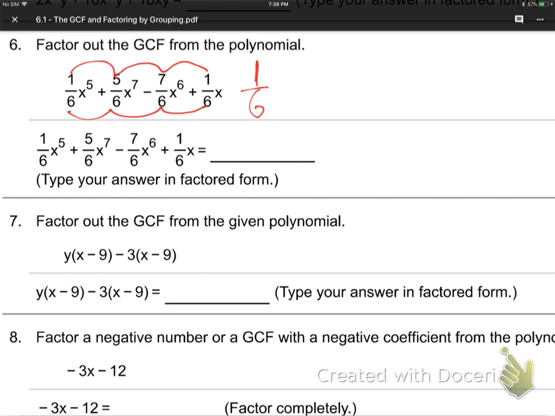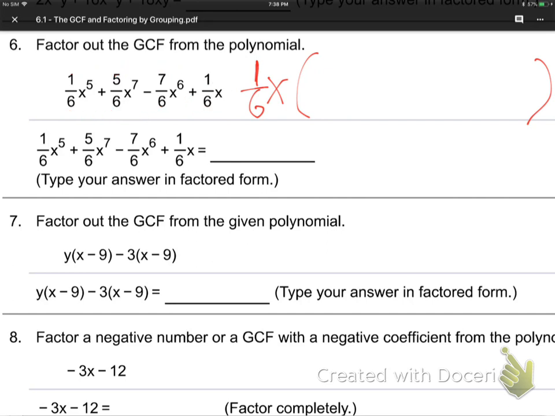Which power of x do you take out? The lowest one you see. Remember, for the x's, it's always the lowest, which is just regular x. So 1/6 x. We good? So that's the GCF, the greatest amount in common.